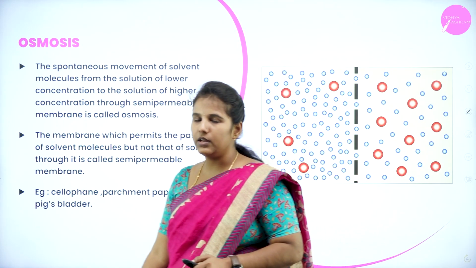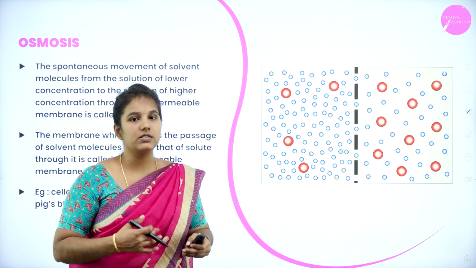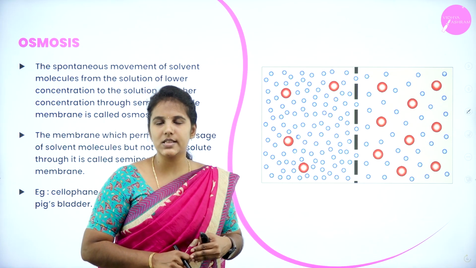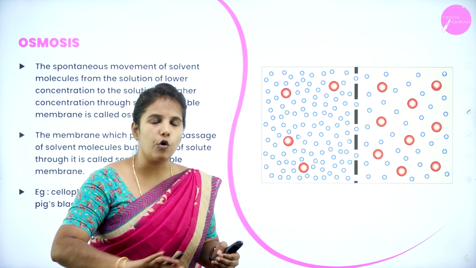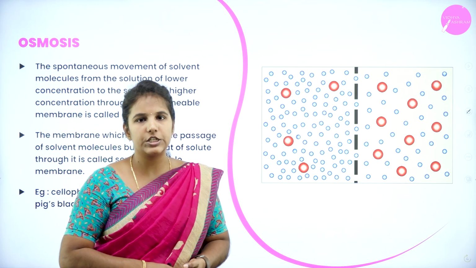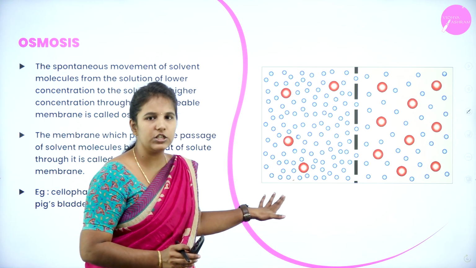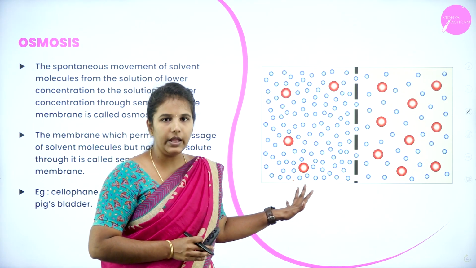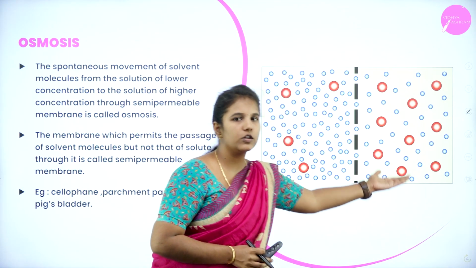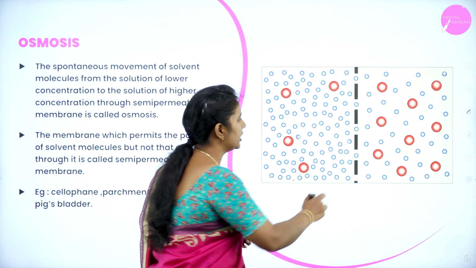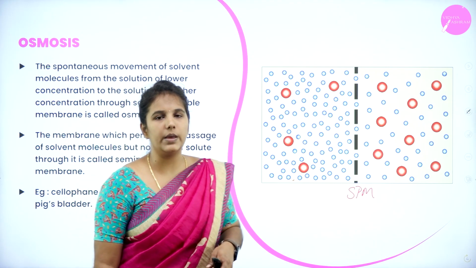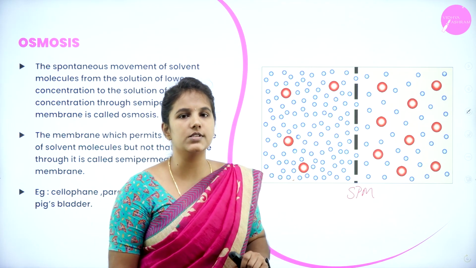We are all familiar with osmosis, as we have studied it in our lower classes, right? So can you quickly recall it? What is osmosis? Osmosis is nothing but a spontaneous movement of the solvent molecule from a lower concentration region to the higher concentration region. This picture shows how osmosis takes place. It is a movement of solvent molecules from a lower concentration region to the higher concentration region through a semi-permeable membrane. This is known as osmosis, right?